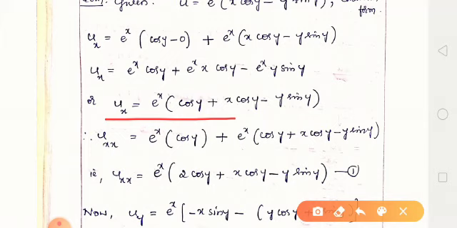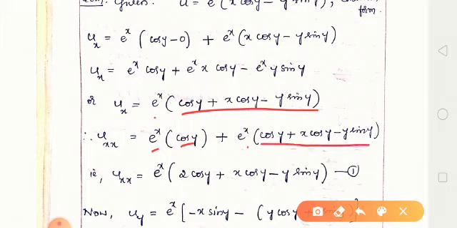So if you observe here also we have to apply the product rule. Take e^x as the first function and the terms inside the bracket as the second function. First function into the derivative of the term inside the bracket with respect to x partially. Derivative of cos y is 0. Derivative of x cos y with respect to x is 1 into cos y, which is cos y, and the derivative of y sin y with respect to x is 0. Plus the derivative of the first function, which is e^x only, and the second function as it is we have written.